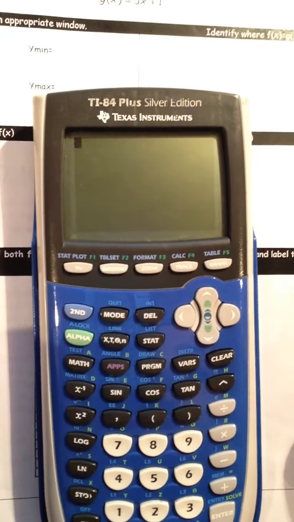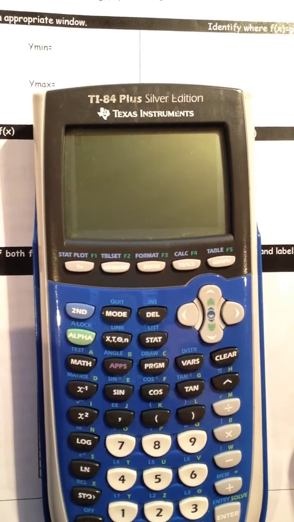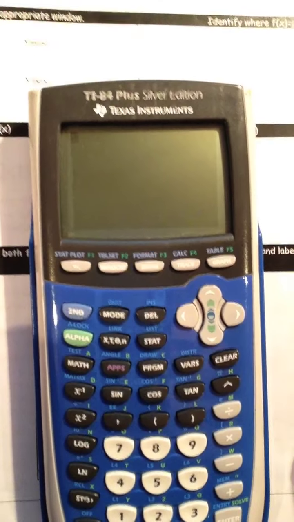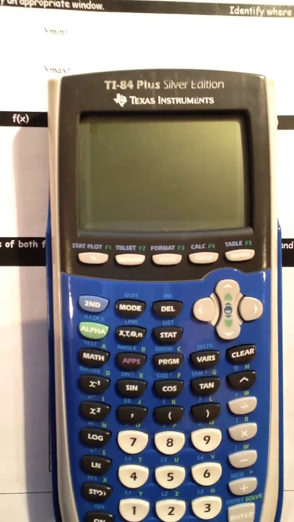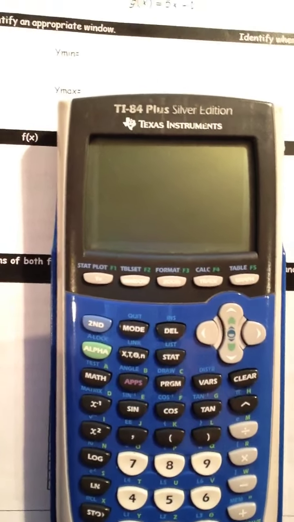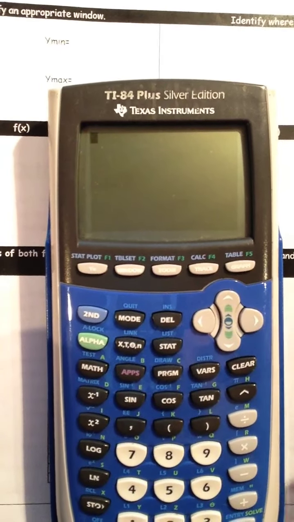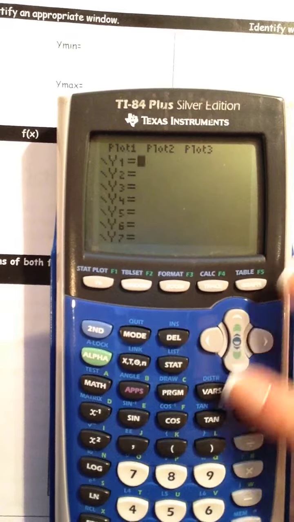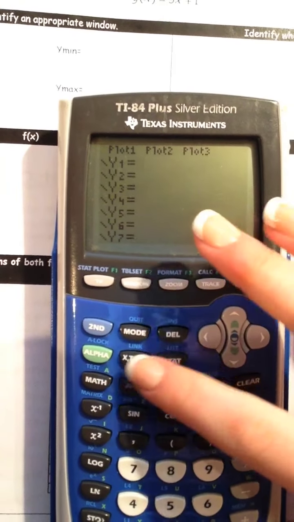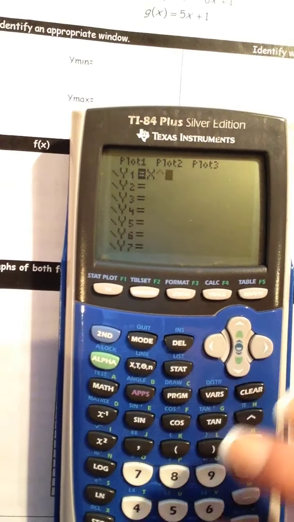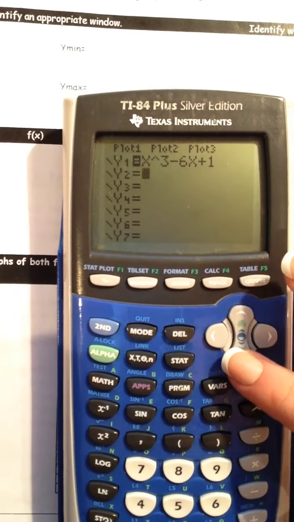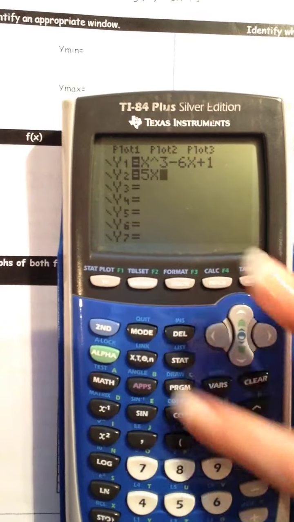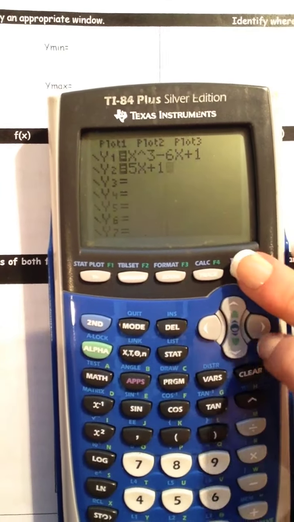So the first thing that we're going to do is enter the given equations into our calculator. The given equations were f of x equals x cubed minus 6x plus 1, and g of x equals 5x plus 1. So we're going to hit the y equals button, and in the first equation space, we're going to hit x cubed minus 6x plus 1, and in the second spot, we're going to do 5x plus 1, and we're going to hit graph.